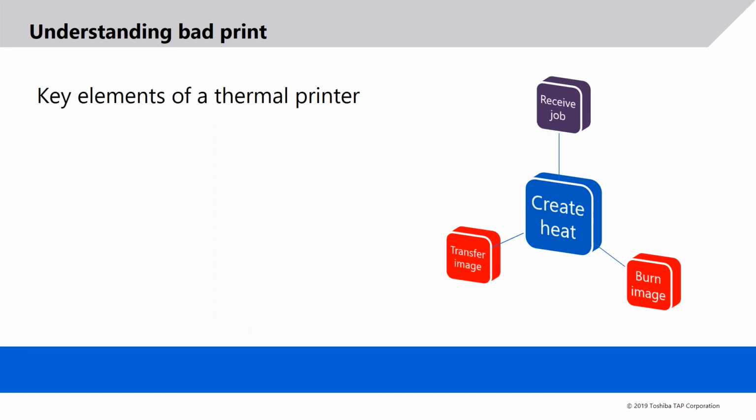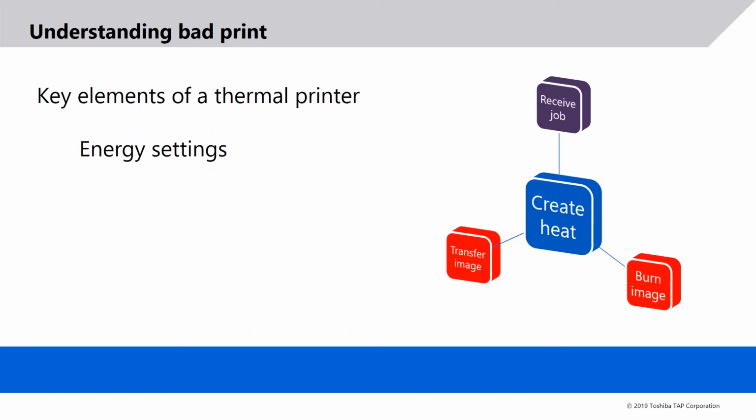So creating heat is central to the whole process of a thermal printer, and that's why when we're looking at how to improve bad print, we need to understand the energy settings of your device. Now, energy settings relates to how much heat the printer needs to create based on the information it receives from your file.